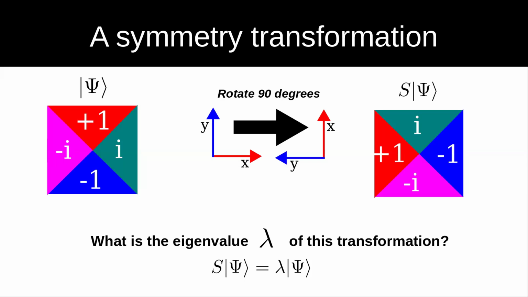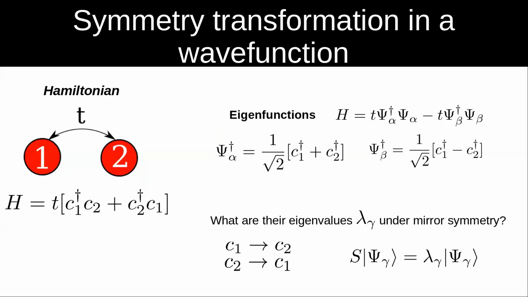You can play this game with a more complex wave function, actually with a complex-valued wave function. Imagine that now you have a wave function that takes values +1, -i, -1, i, and then you rotate it by 90 degrees, and all your values change. Now you can ask yourself again, what is the eigenvalue of this transformation? If you do it, you will see that the eigenvalue is actually i. So you can have a wave function whose eigenvalue is +1, and you can have a wave function whose eigenvalue is -1.